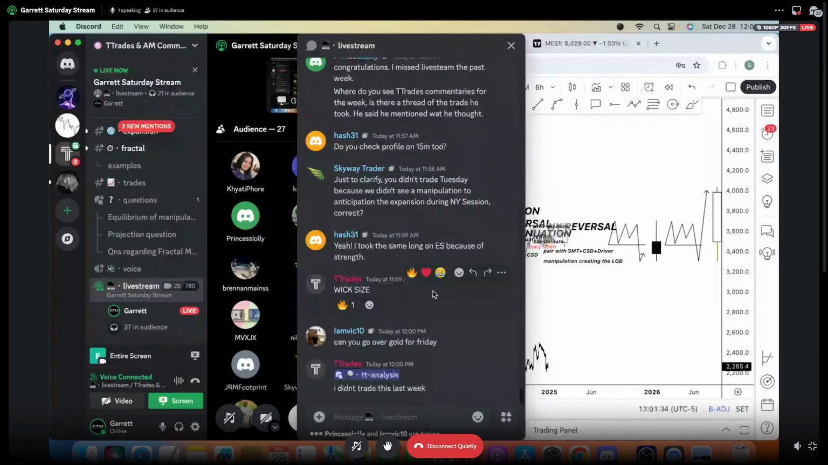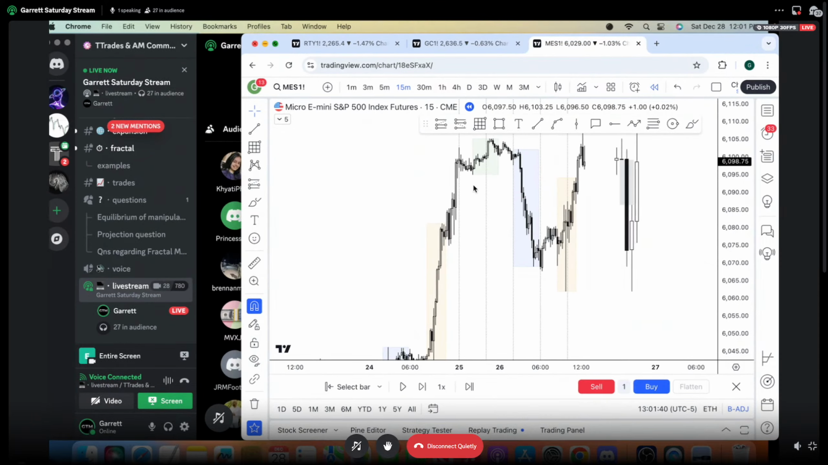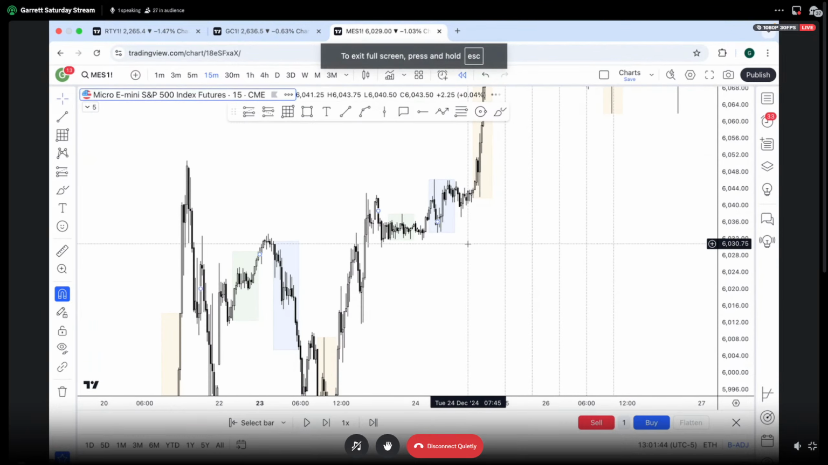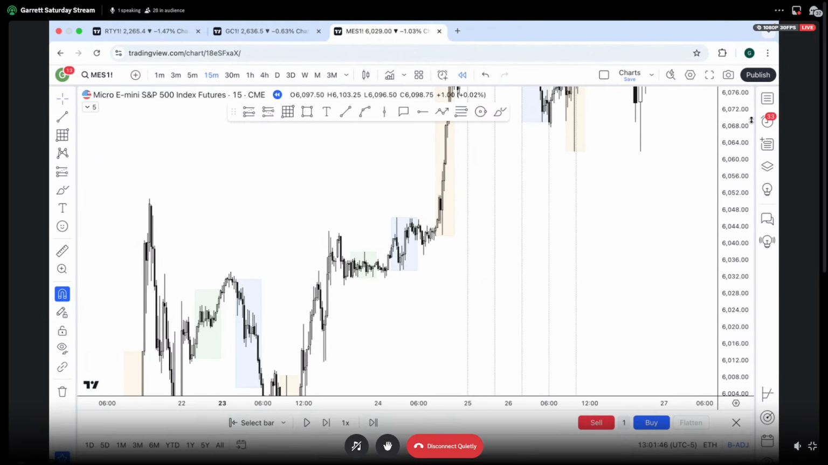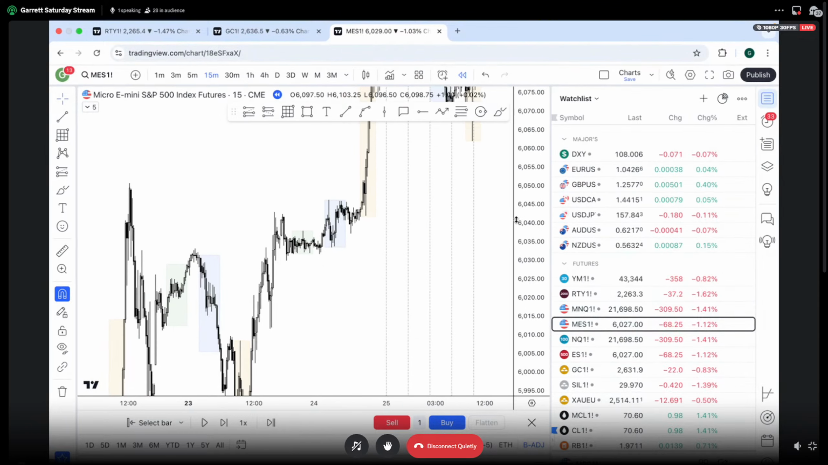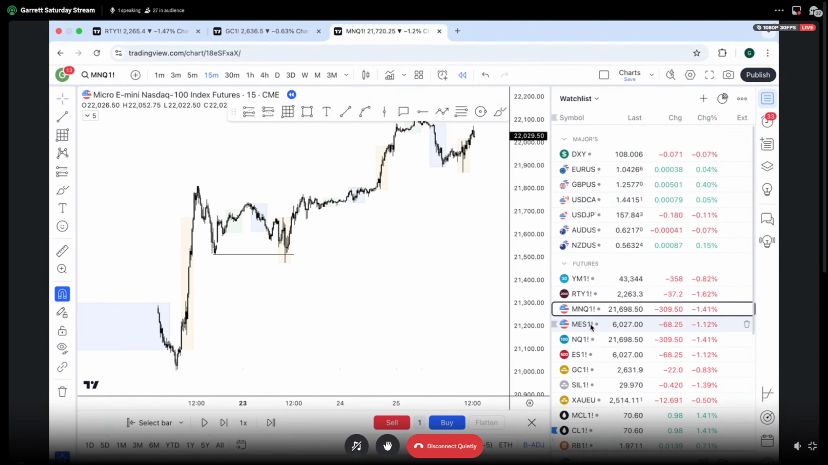Just to clarify, you didn't trade Tuesday because we didn't see a manipulation to anticipate expansion. Yeah, I think it would be this day, right? Exactly. See how there's no manipulation here? I'm never trading away from this. I will always miss this expansion every single time. But you see how we don't necessarily have to manipulate, but I can anticipate this happening. So I'm not going to trade it. It's literally as simple as that.